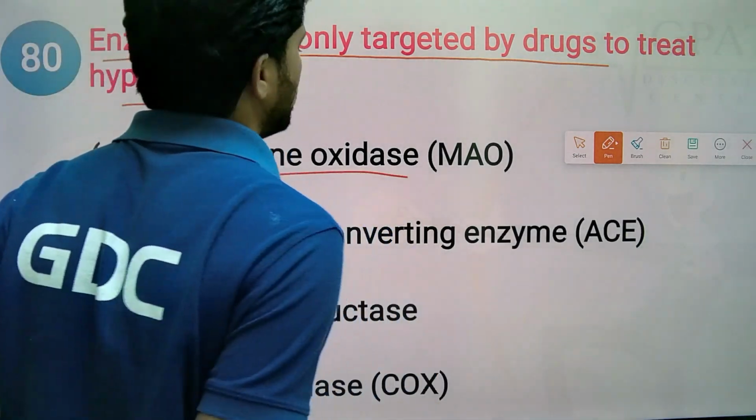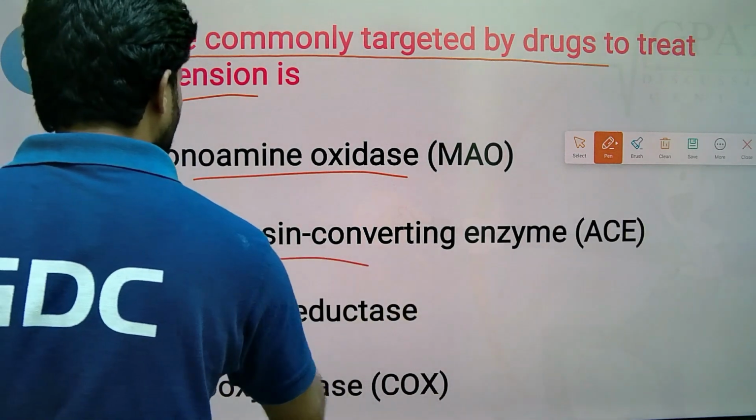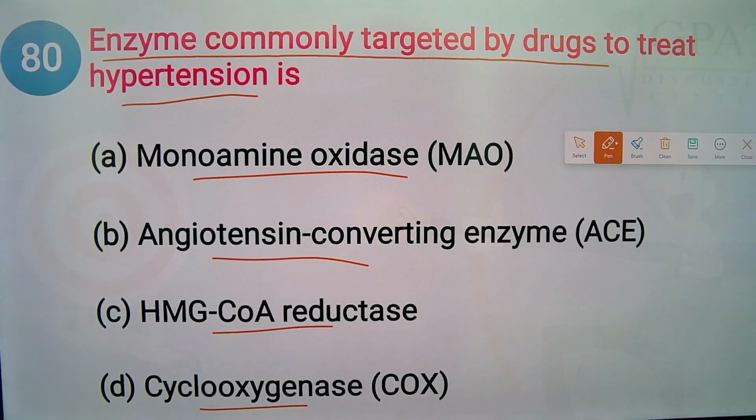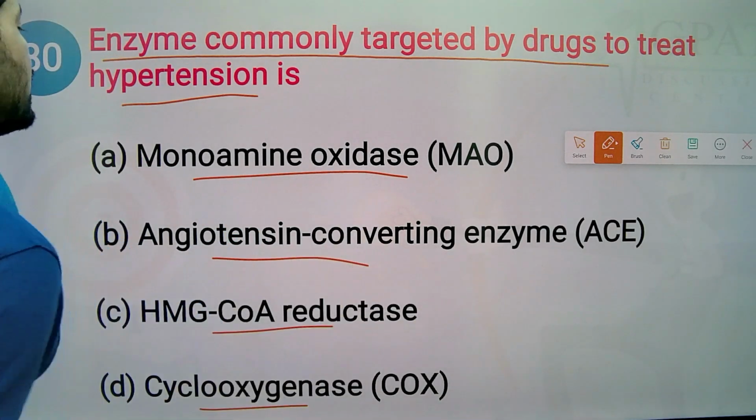Monoamine oxidase metabolizes monoamines and catecholamines. Options: ACE enzyme, HMG CoA reductase, cyclooxygenase. Cyclooxygenase is targeted by most of the NSAIDs. HMG CoA reductase is targeted by the hypolipidemics or anti-hyperlipidemics.